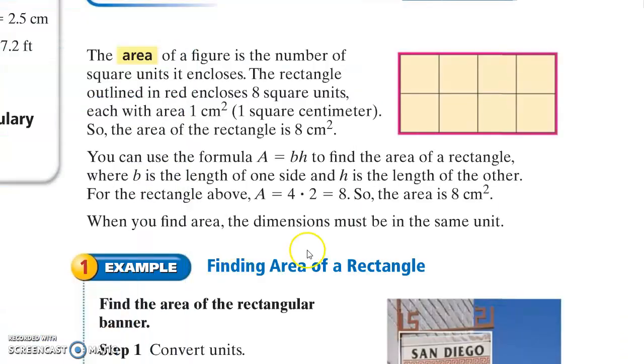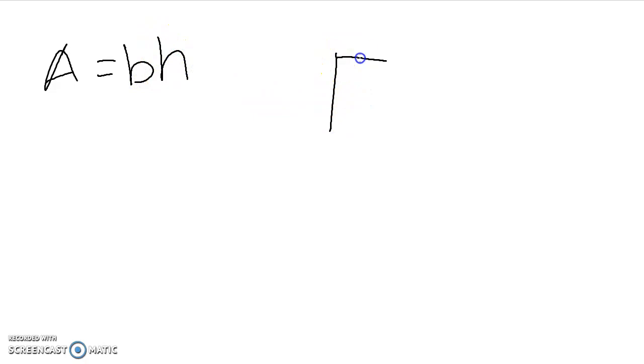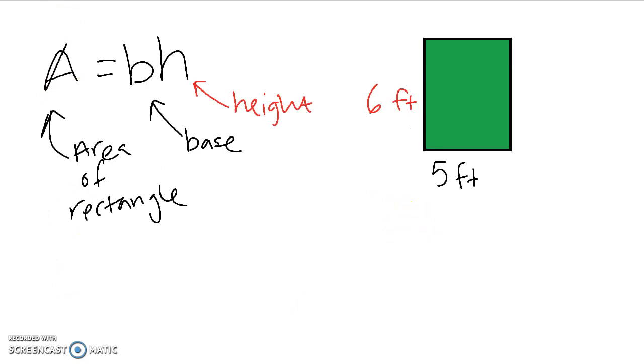Alright, cool. Let's go back to our book for a second and look at the formula for area. This is the formula for any rectangle, or actually any parallelogram. So we should remember that the area for any parallelogram is base times height. Let me draw a better shape, that was a terrible shape. Alright, that's better. So the area of a rectangle is equal to the base times height.